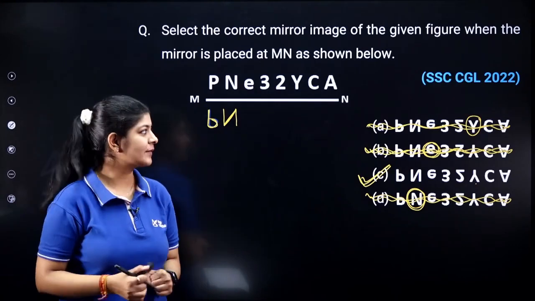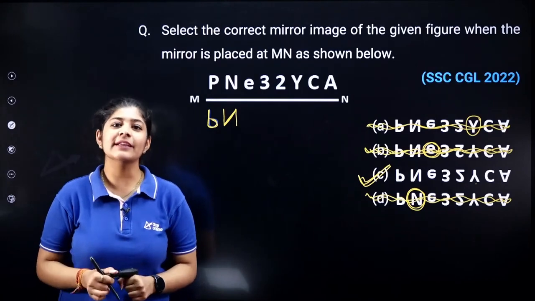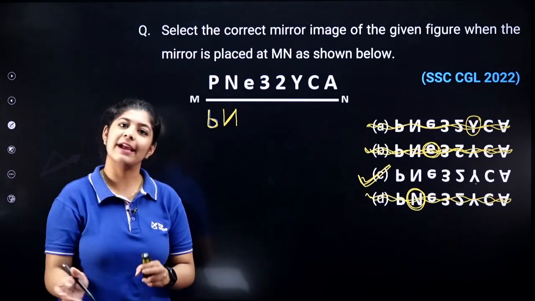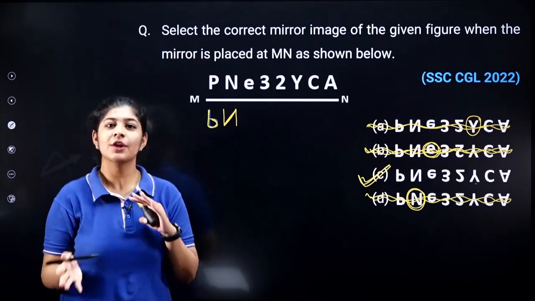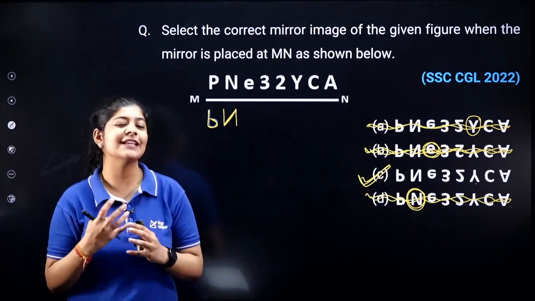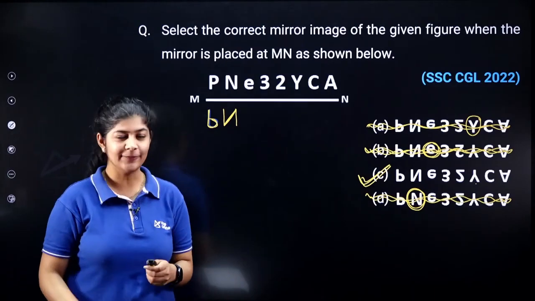But the correct answer over here is option number C, not option number A or B. Is it clear? Whenever you have questions from non-verbal reasoning, with some images or diagrams, you need to analyze the pattern or the figures, and you can easily determine the answer. Is it clear? Next one.